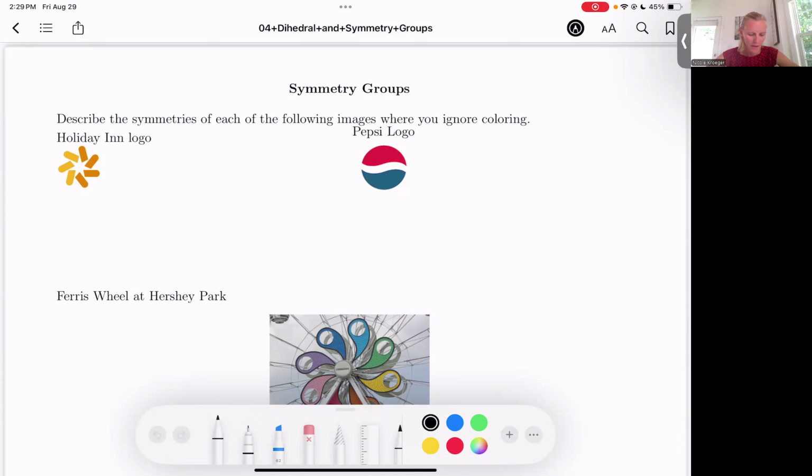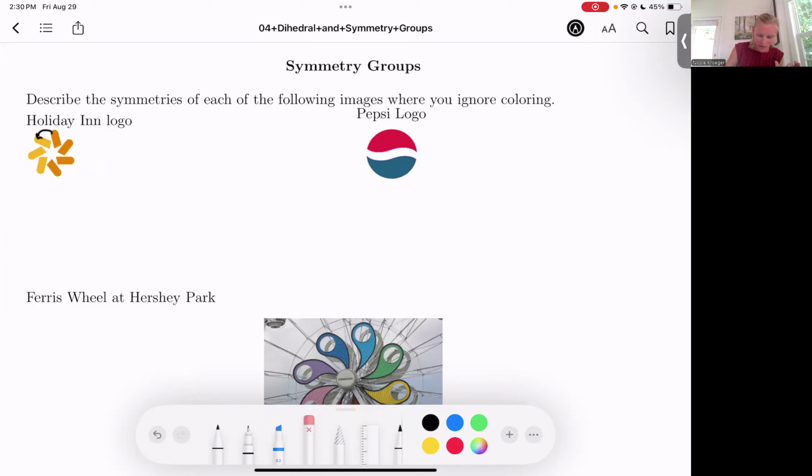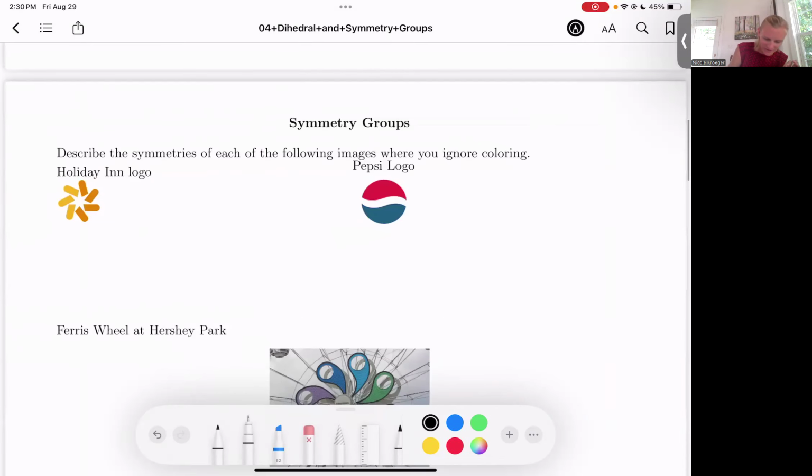So if we look at the Holiday Inn logo, we notice that we can rotate. If I rotate it so that each of the little blades of the shape falls on the next one, then this will work. I can't do any reflections here because there are no lines that, if I reflect across the line, everything will fall in the same place, because those little lines are skewed a little bit. So the only symmetries we have are rotations here.